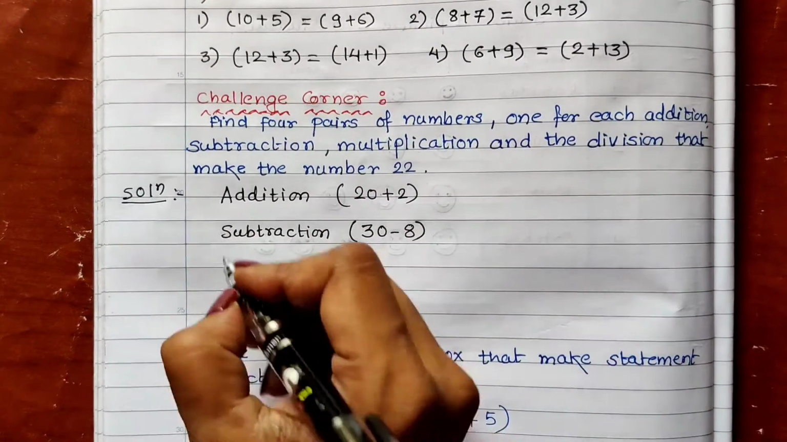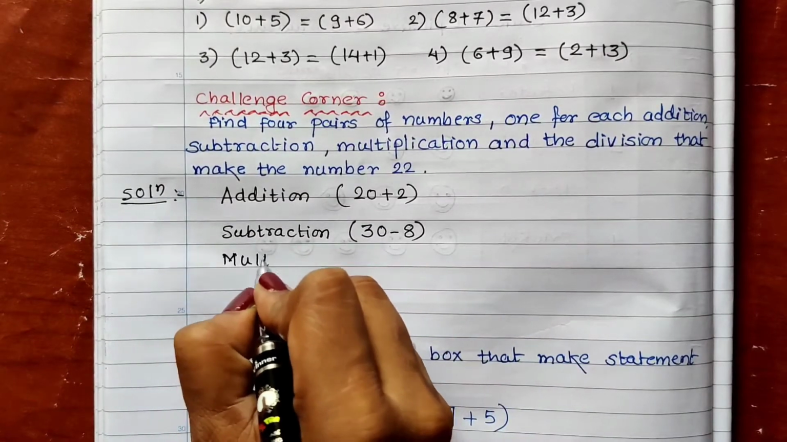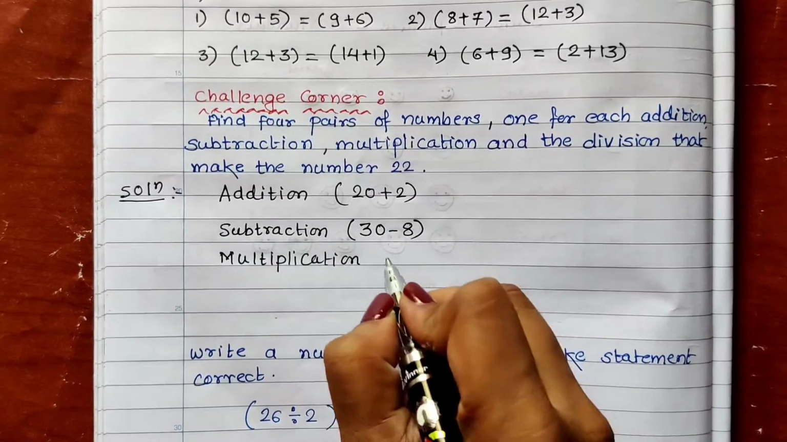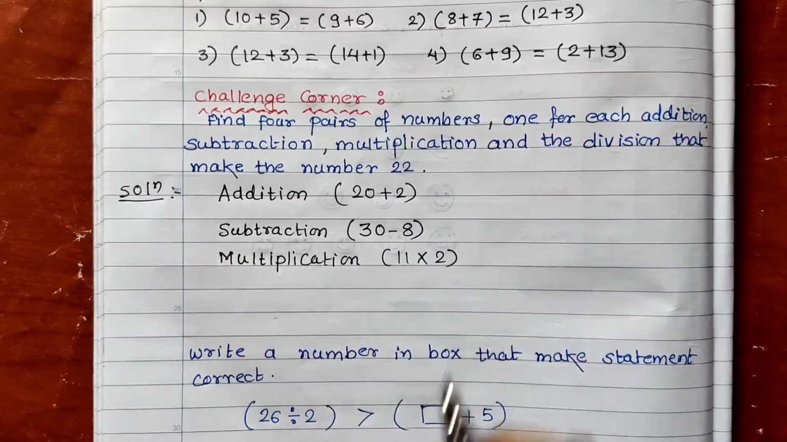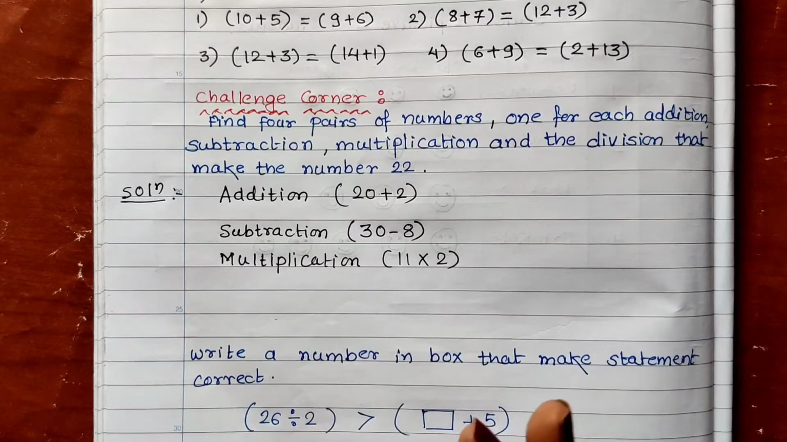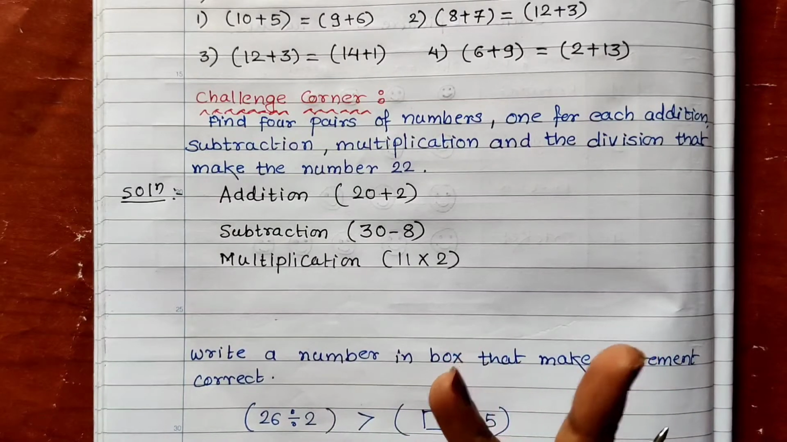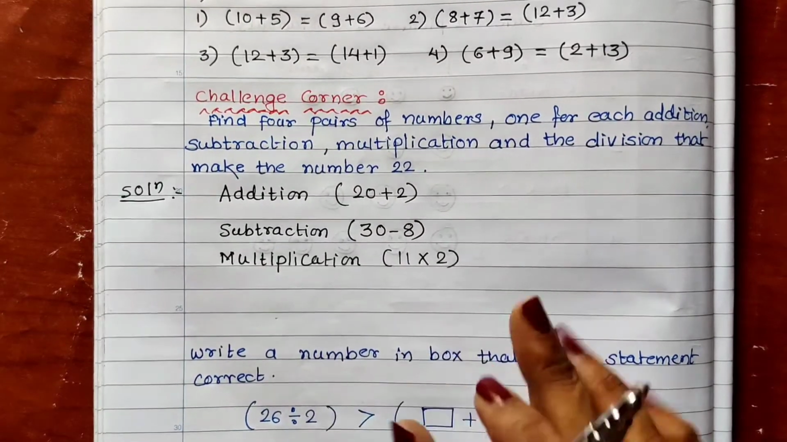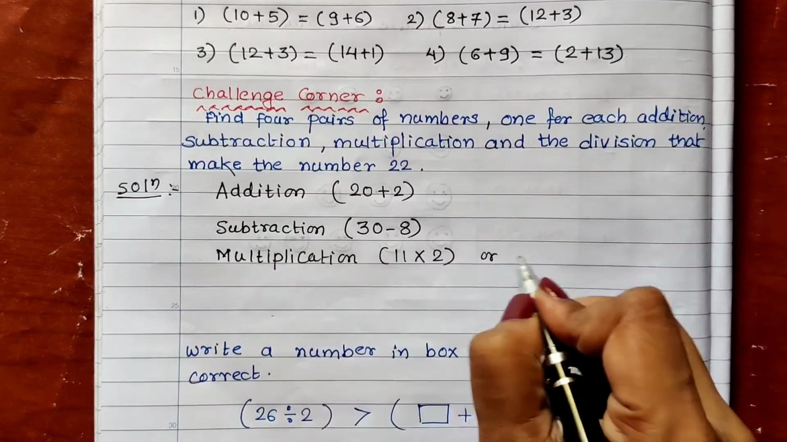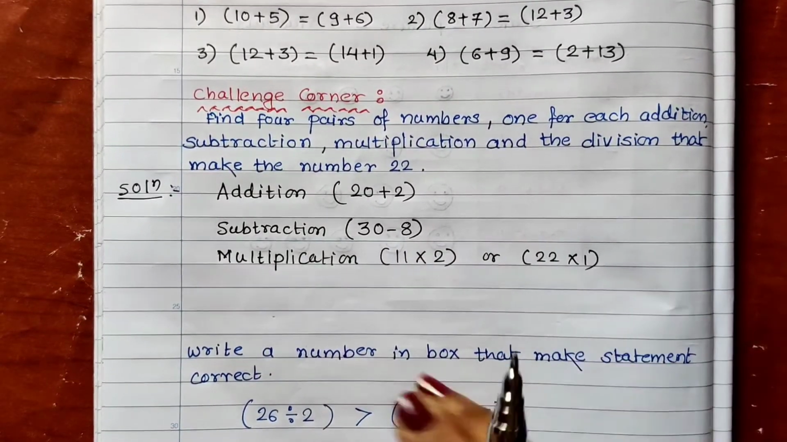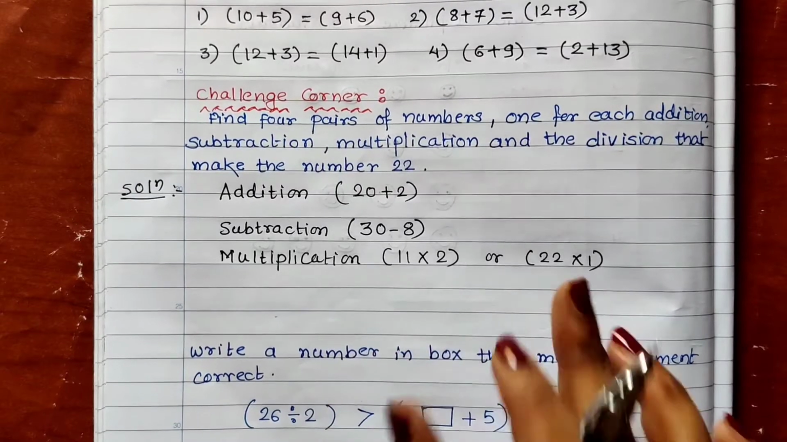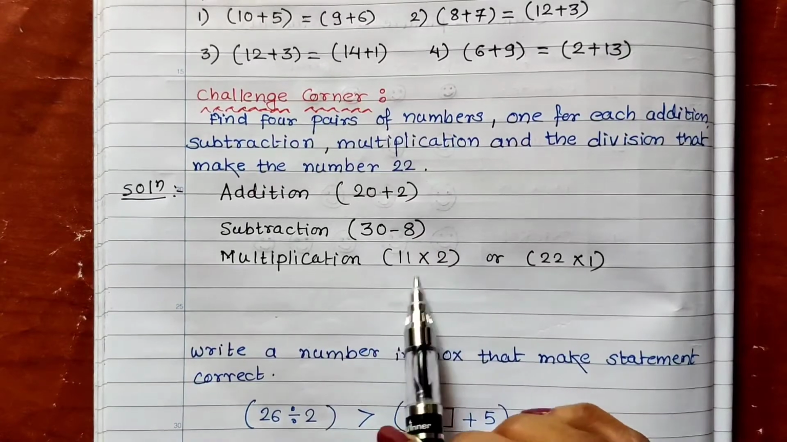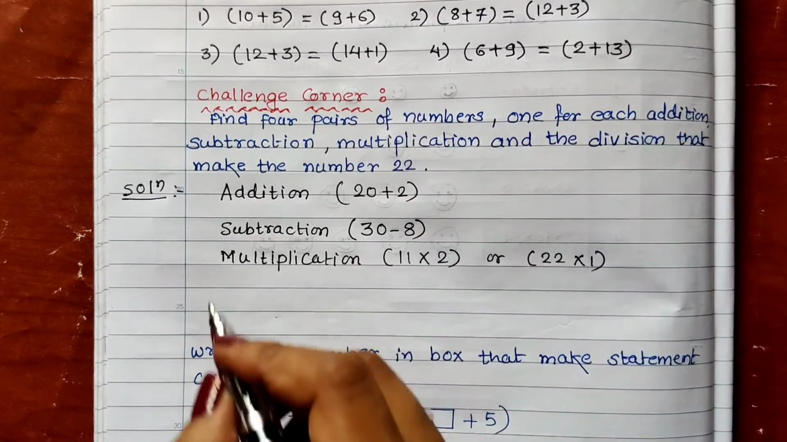Now let us do the multiplication. Multiplication we can write only 11 into 2. 11 2s are 22, because no other numbers are there which, when we multiply, give the answer 22. Only 11 2s are 22, or 22 1s are 22, or 22 into 1 is 22. Besides these two brackets, you cannot write any other bracket for answer 22. Multiplication answer 22. Now division.